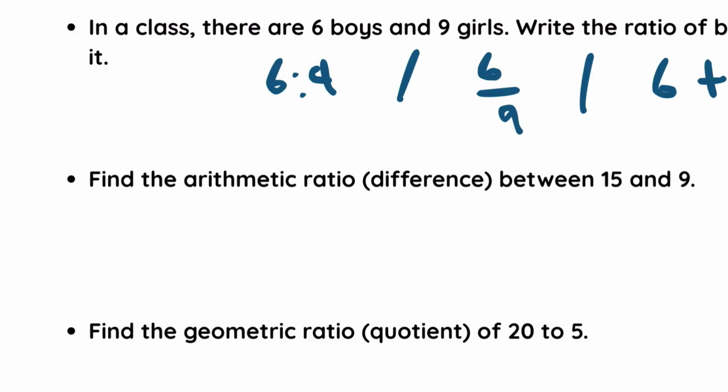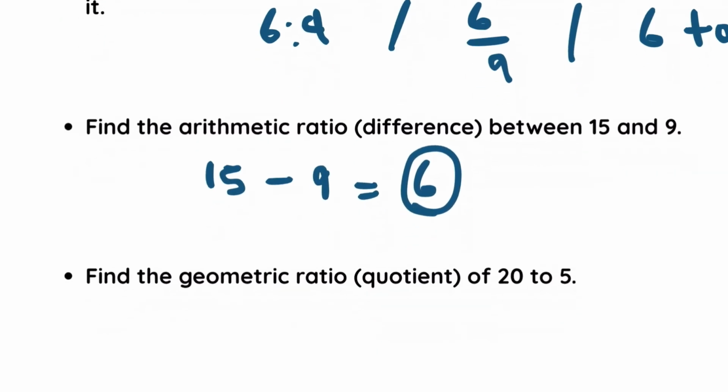Okay, the second one: find the arithmetic ratio, or difference, between 15 and 9. Arithmetic ratio, we have to do all things subtraction, so let's subtract these two. 15 minus 9, which equals 6, and this is the answer.